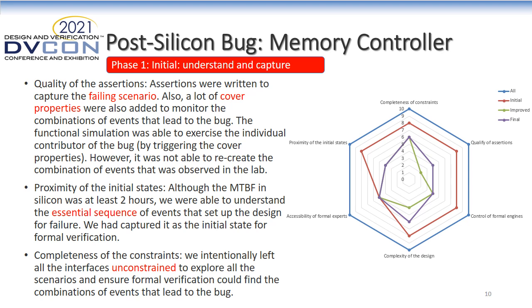Now, for initial state, the original mean time before failure in silicon was at least 2 hours. That was very long. By studying the sequence, we were able to understand the setup, the configuration of the design, so that an essential sequence can be created to set up the design for formal verification. Now, for constraints, since we are in phase 1, we intentionally leave all the interfaces unconstrained so that formal can explore all the possible scenarios that lead to the bug.